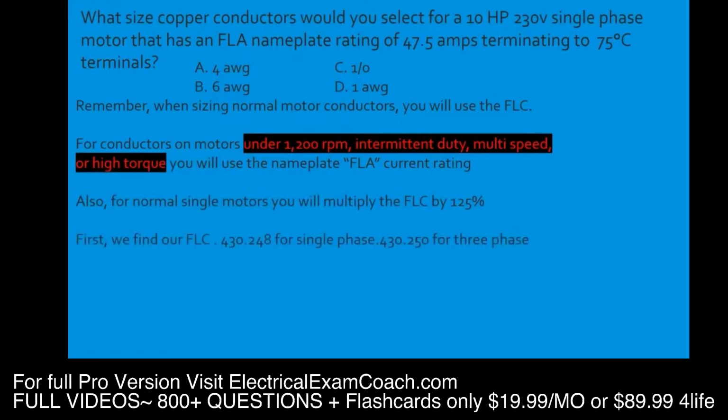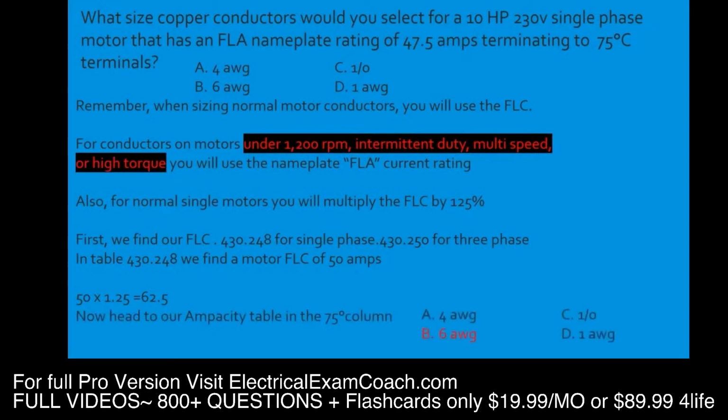So first we go to our single phase table of 430.248. Starting on the left-hand side, we're going to choose our respective horsepower. Then we're going to come over and tee off with our voltage. Our FLC is 50 amps. Now we take that FLC, multiply it by 125%. That's going to give us 62.5 amps. Now we head to our primary ampacity table in the 75 degree C column. And we're going to select a 6-gauge wire.